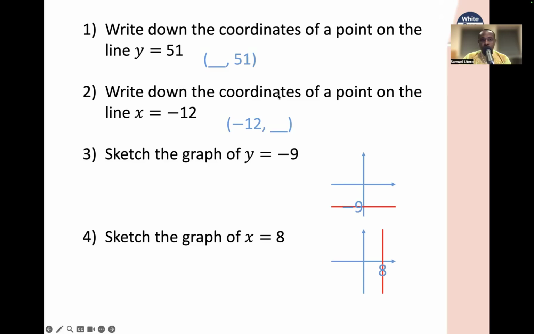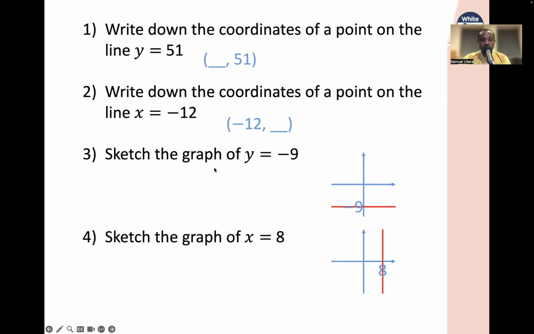Next, we were asked to write down the coordinates of a point on the line x equals negative 12. The line x equals negative 12 will have the first number being negative 12 all the time. So this number here could be any number. It could even be 1 million.